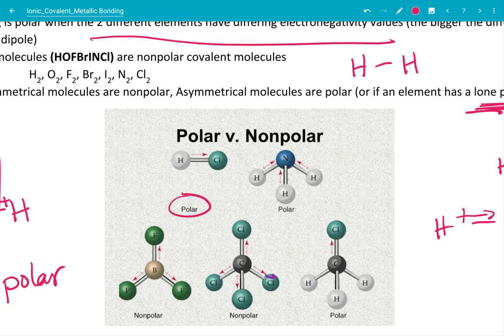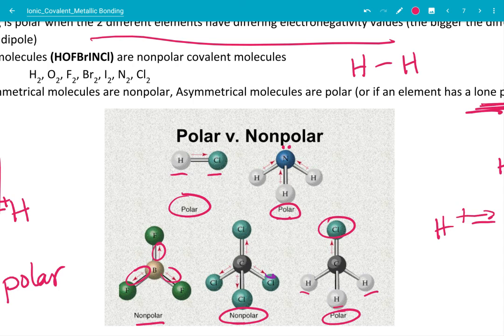So here this is polar because it's 2 different compounds. This one is polar because it's asymmetrical and also has a lone pair of electrons, and these bond arrows do not cancel out. Now BF3, these bond arrows in 3 different opposite directions, it's symmetrical, makes it nonpolar. Here we have carbon tetrachloride. Notice the bond arrows are all in opposite directions, making it nonpolar, but the minute we change one, it becomes polar.